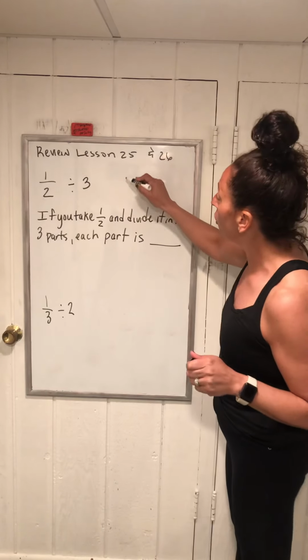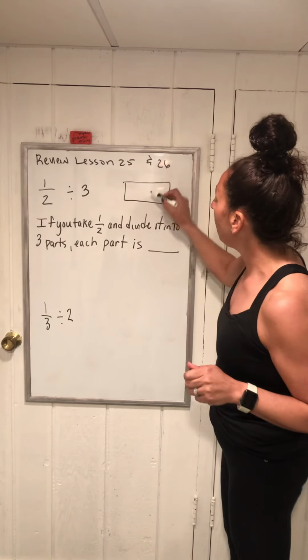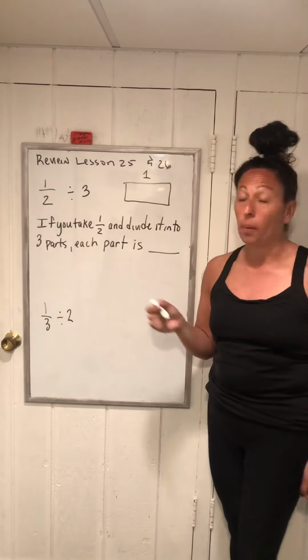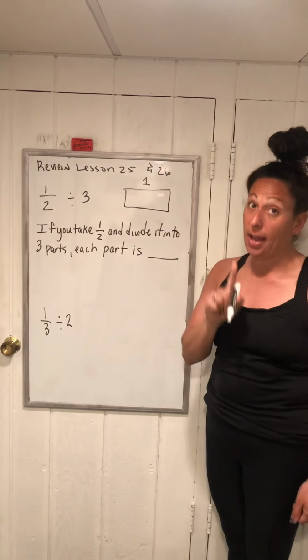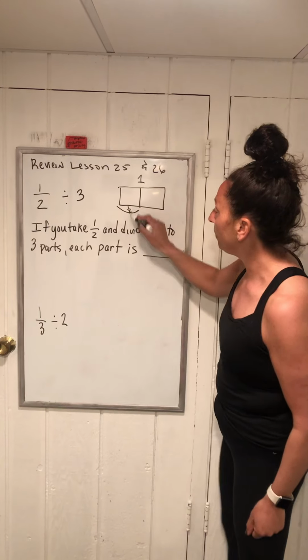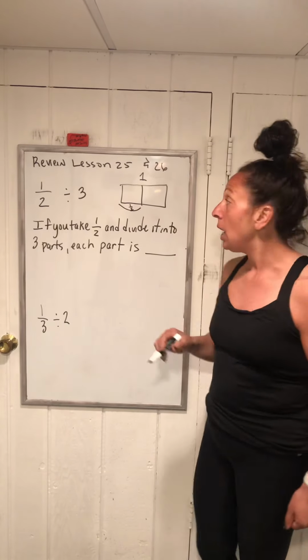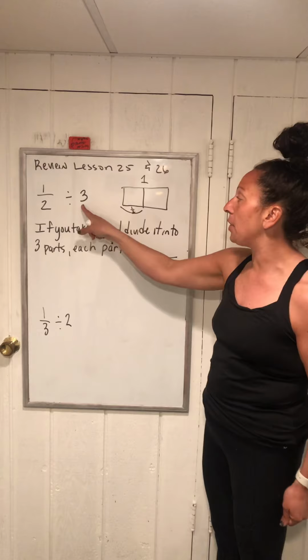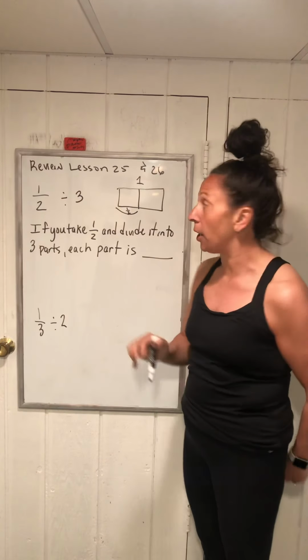So I am going to show you my picture. This is going to be 1 whole, but I don't have a whole, I have a half. So I'm going to show that I have 1/2. Okay, everybody sees that. I'm going to take that half that I have and I'm going to break it up into 3 parts.